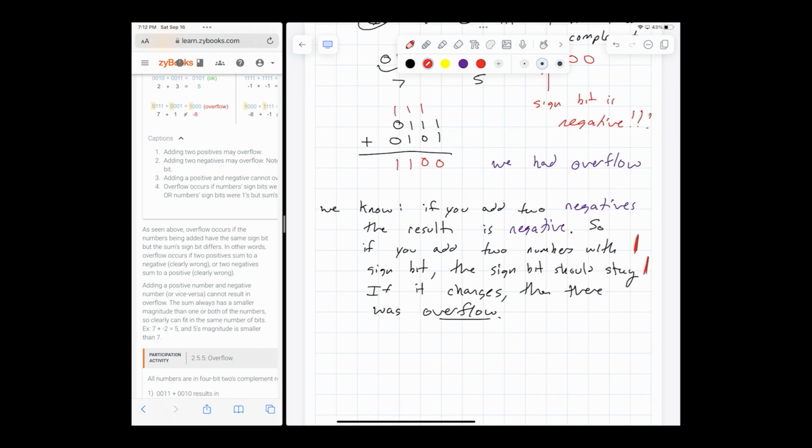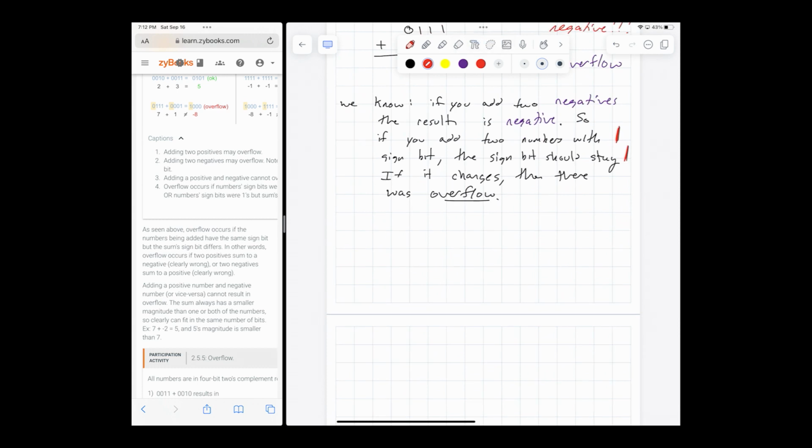When you have two opposite sign numbers, there's no issue. Okay. If you add a positive to a negative, there should not be overflow, because the result has to be smaller than the bigger of the two numbers that you wrote down.